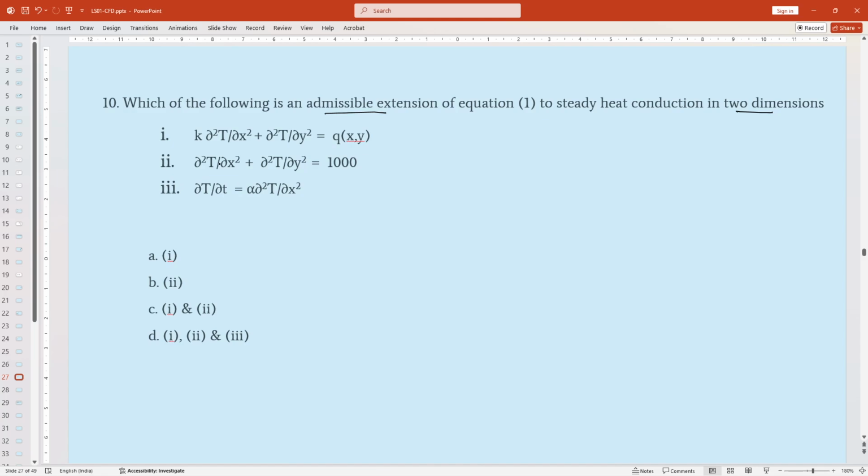Second statement, del square T by del x square plus del square T by del y square is equal to 1000. And third statement, del T by del t is equal to alpha del square T by del x square. Our options are: option A, statement 1 only, that is equation 1 only; option B, equation 2 only; option C, equation 1 and 2; option D, all the three equations. Please inbox your answers.